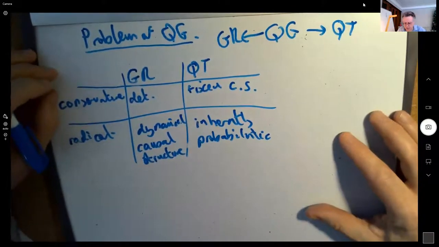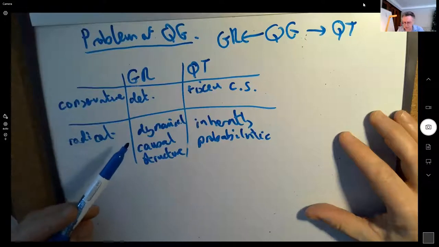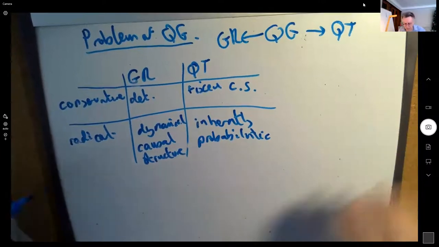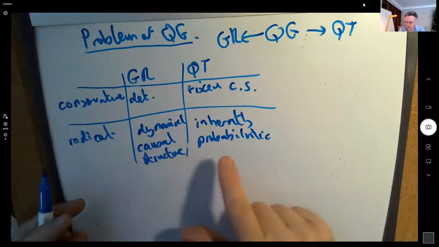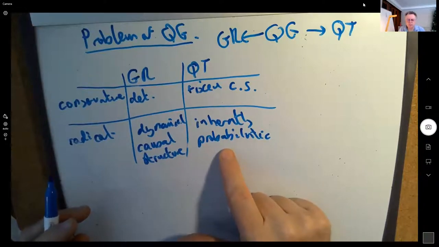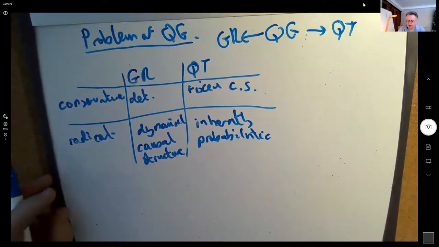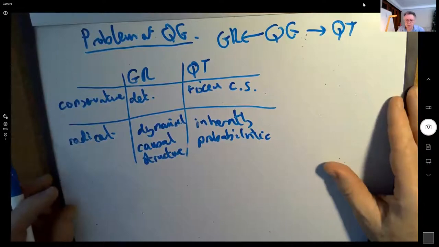So if you look at this table, then it seems that if you're going to find a theory of quantum gravity, most likely you will have to take the radical route. We're looking for a theory which has dynamical causal structure and is inherently probabilistic. Actually, you might have a bit more than that. In quantum theory, any quantity that is subject to variation is also subject to indefiniteness.